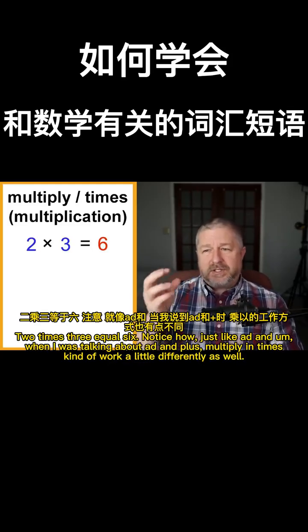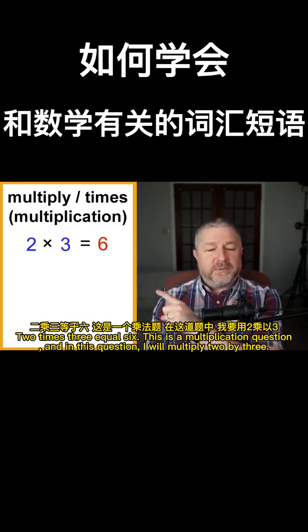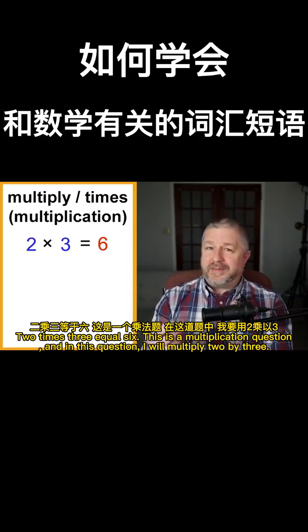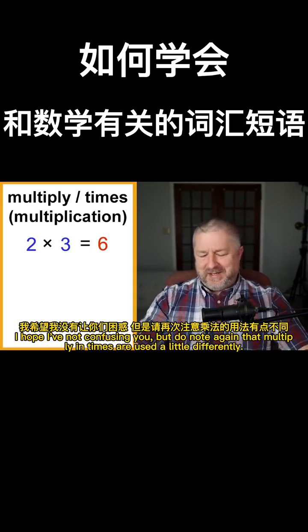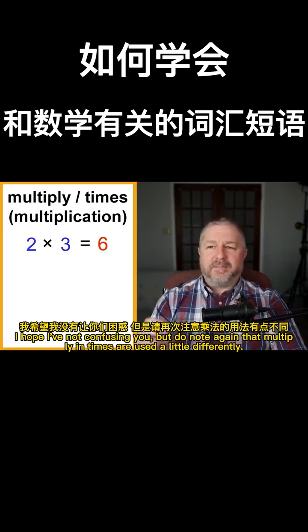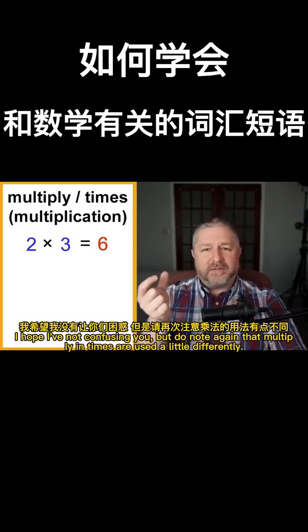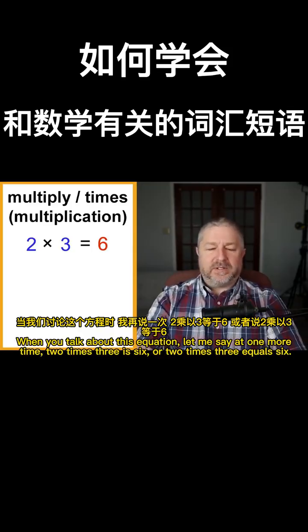Notice how, just like when I was talking about add and plus, multiply and times work a little differently as well. 2 times 3 equals 6. This is a multiplication question. And in this question, I will multiply 2 by 3. I hope I'm not confusing you, but do note again that multiply and times are used a little differently when you talk about this equation. Let me say it one more time. 2 times 3 is 6, or 2 times 3 equals 6.